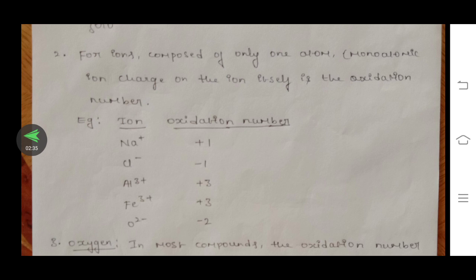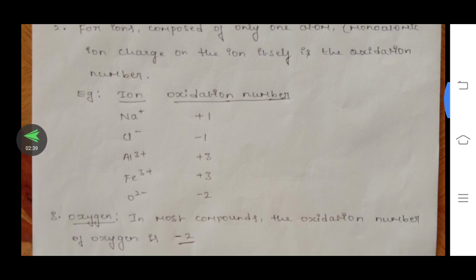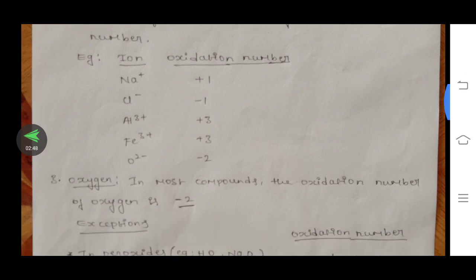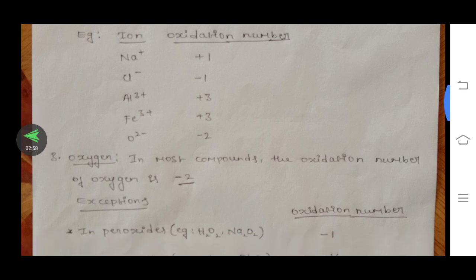The oxidation number of Na+ is +1. Cl-, the oxidation number is -1. Al3+, so +3 oxidation number. Fe3+, +3 oxidation number. O2-, -2 oxidation number. So the charge present on each ion is the oxidation number of that ion. This is the second rule, and it is important for finding oxidation number.